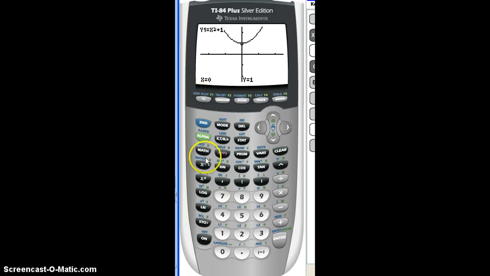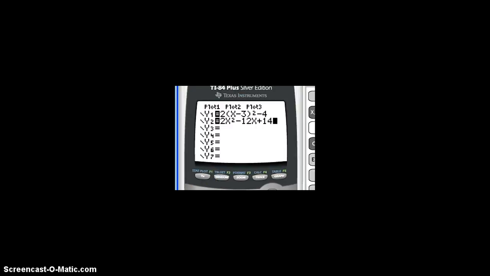Let's pause here for a second. My question is, we already graphed the top function, and if we multiplied this out, I believe we would get x squared minus 6x plus 9. So that would give us 2x squared, a minus 12x, and 9 times 2, which is 18, and 18 minus 4 is 14. It does appear that they're the same graph. So I wonder what's going to happen if we hit graph.